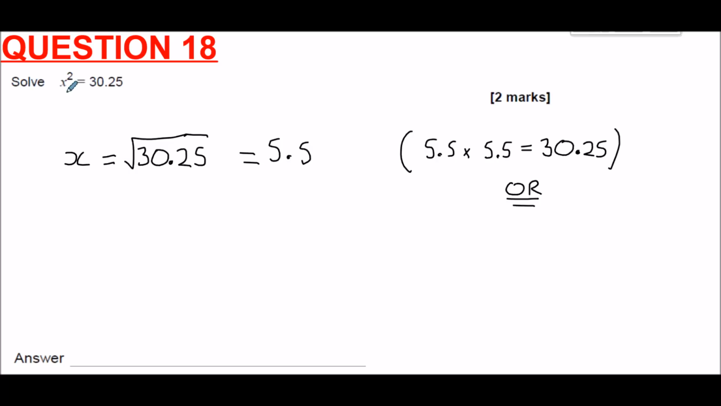But because x could be either positive or negative, the answer is either 5.5 or its minus counterpart. So always include 5.5 or minus 5.5. For example, if x squared was 36, x would be 6 or minus 6. You need to give two of these options. You need to give both a positive and negative solution rather than just the positive. You'd lose a mark if you just put 5.5.